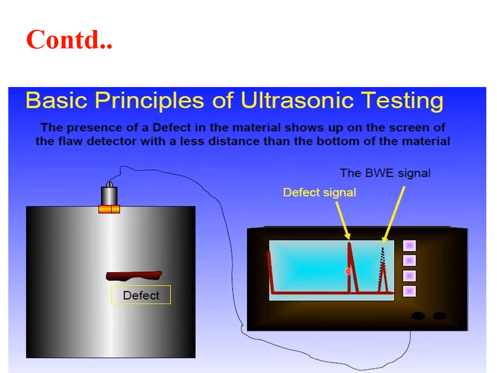Now this is what I just mentioned. This is the defect signal. The presence of a defect in the material will show up on the screen of the flaw detector at a shorter distance than the bottom of the material. So this is the defect signal. The sound wave will travel, hit the defect, and reach back. That is shown here, and the back wall signal will also be there. So the presence of a defect in the material shows up on the screen of the flaw detector at a shorter distance than the bottom of the material. That is what is shown on the graph.